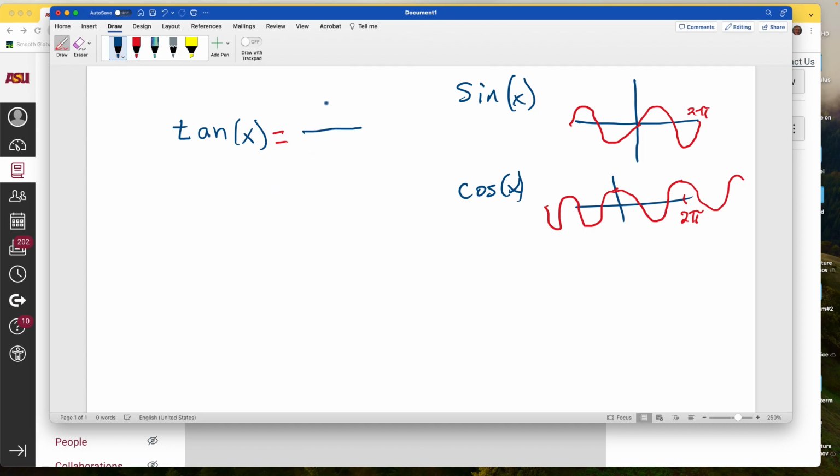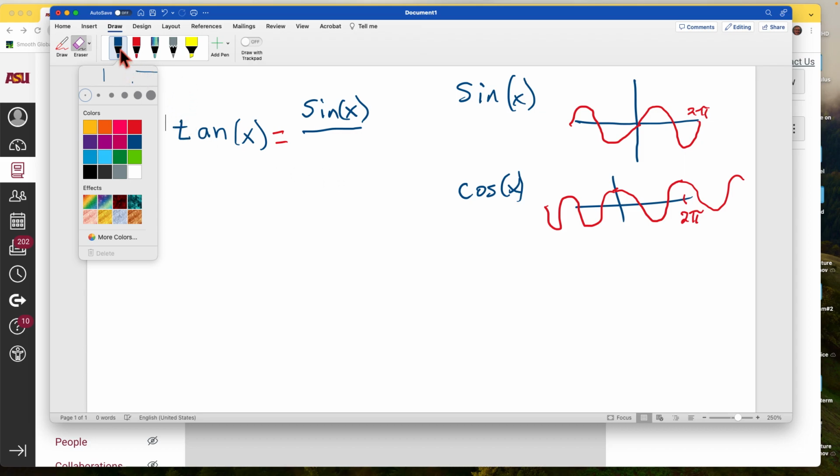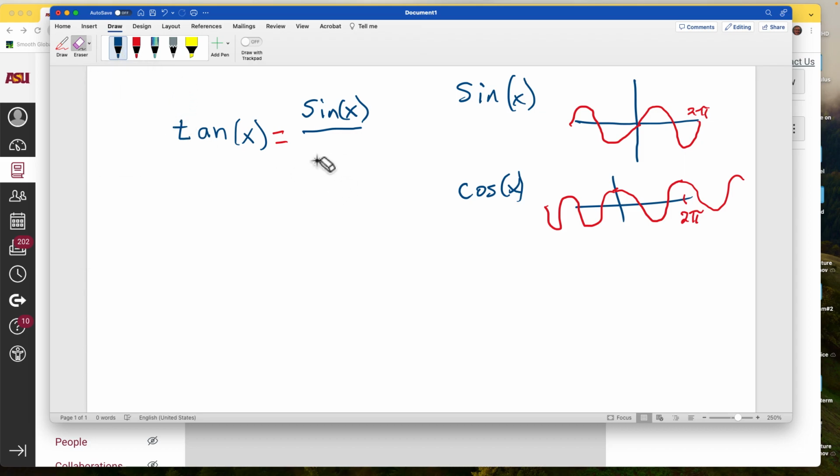It is sine over cosine. It is a ratio, so it's sort of a rational function, right? What do you remember happening to rational functions whenever the denominator becomes 0? Good. Whenever we get a 0 in the denominator, it's undefined, it's division by 0. And what does that look like on a graph?